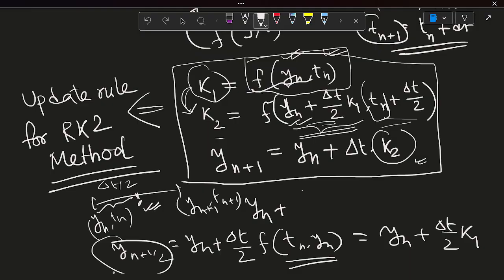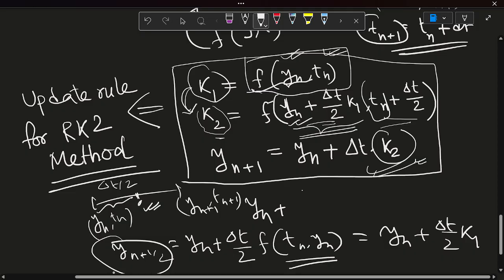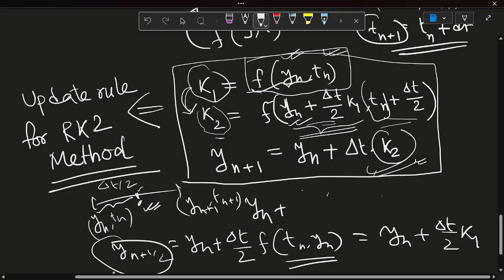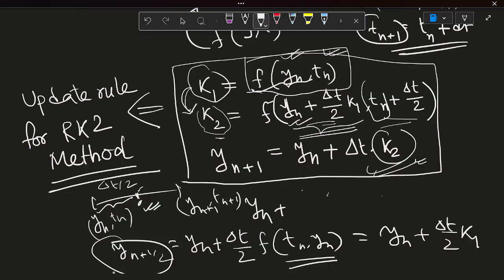This is your tn plus half, and from that you are calculating k2. Once you are done with k1 and k2, and you have gotten the k2 value, using that value you are updating the y value. Here you can see yn plus delta t, and instead of writing yn, you are using the value of this midpoint. That is the main change between the Euler method and the RK2 method.